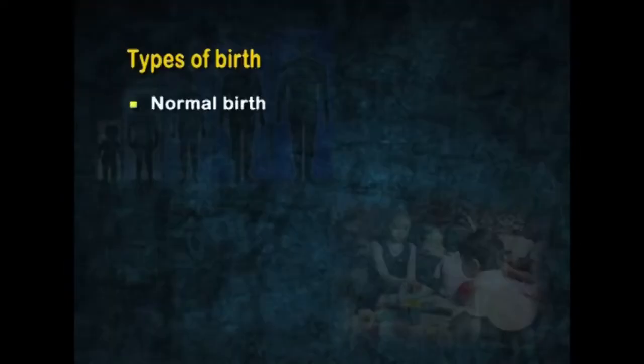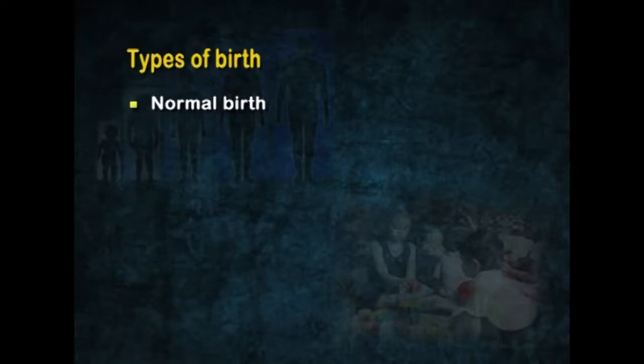The different types of birth are the normal birth. In normal birth, the position of the fetus and its size is suitable to the size of the mother's reproductive organs, and the dilation occurs adequately and the head emerges first, followed by the rest of the body.